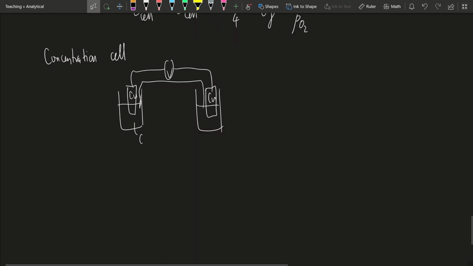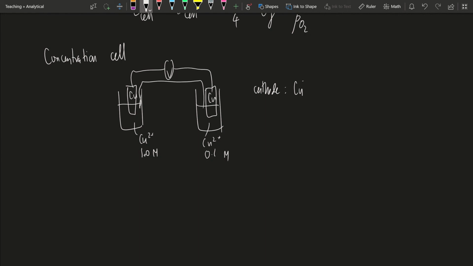But this is the copper 2. This is also the copper 2 ion, but the concentration is different. For example, this may be 1.0 molar, and this may be 0.1 molar. From the Nernst equation, you may see that because the concentration of copper 2 ion is different, the cell potential is not 0. And you can write it as cathode.